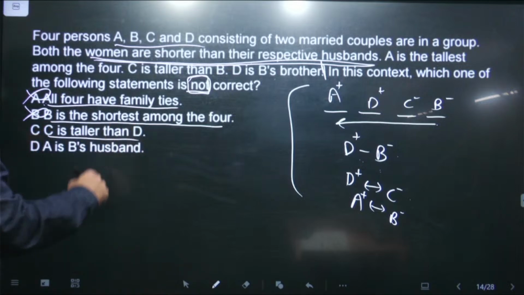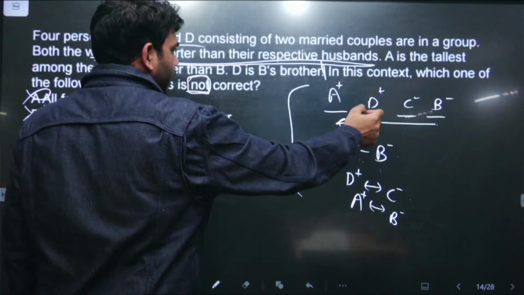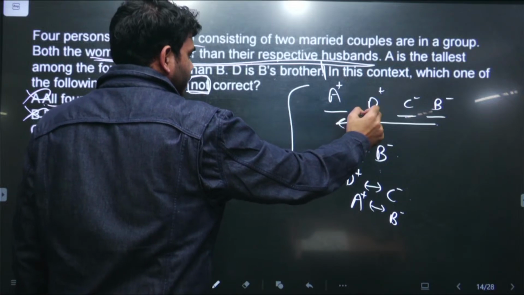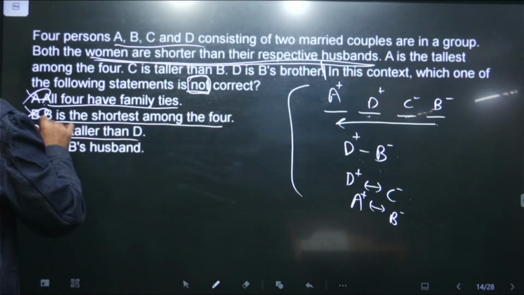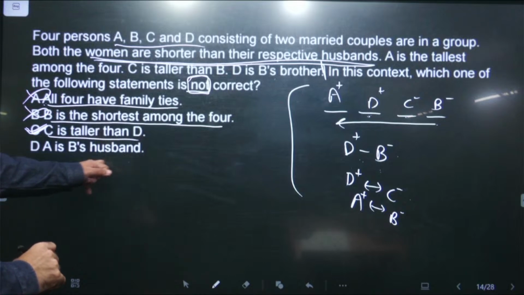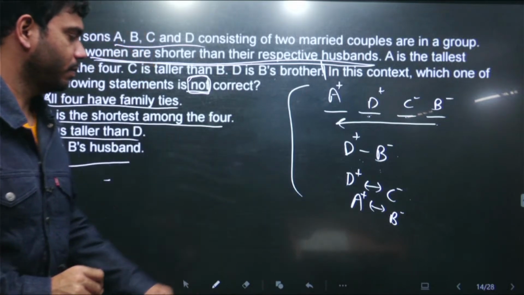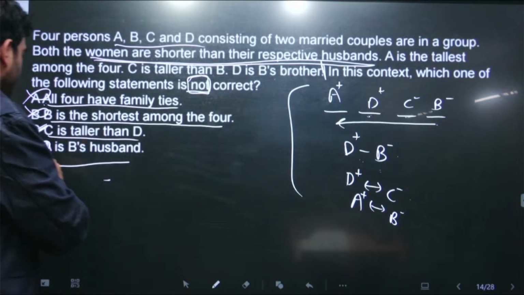C is taller than D. C is taller than D, but D is over there, so it means D is taller than C. So this statement is wrong. So this is the answer. And A is B's husband. यहाँ पे हमको पता है A is B's husband. So D is also a correct statement. So here option C is the answer.